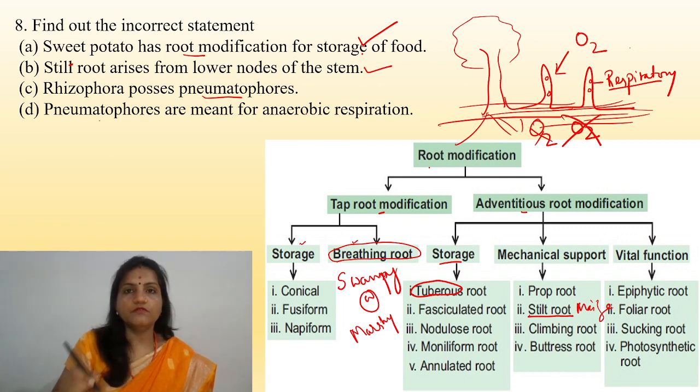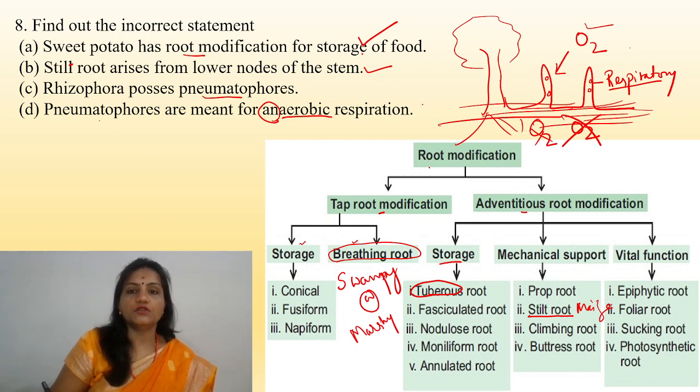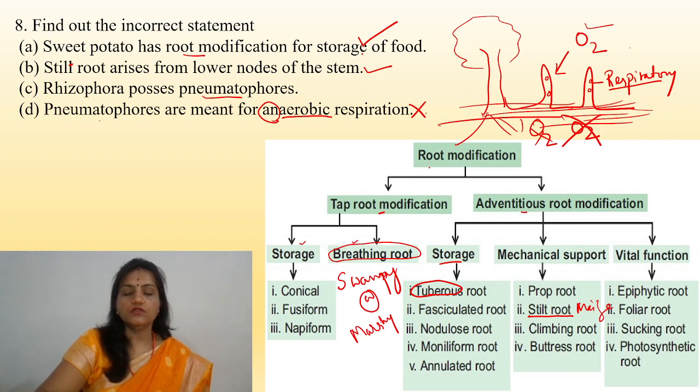See, I have told you the very reason for the presence of these roots is for the purpose of getting oxygen. So when it is for the purpose of oxygen, then it is aerobic respiration. But here the option they have given is anaerobic. So it is not for anaerobic. Anaerobic means without oxygen. So the breakdown of complex materials into simple ones in the absence of oxygen refers to anaerobic, but here it is aerobic respiration. So this is the wrong statement and it is the answer for this question.